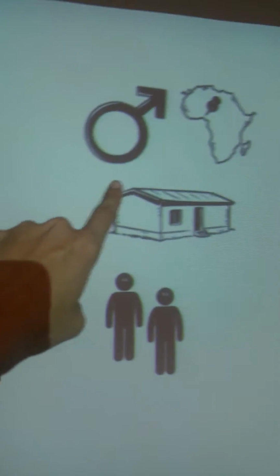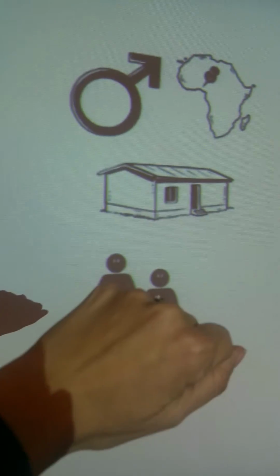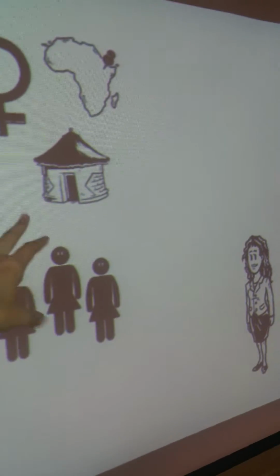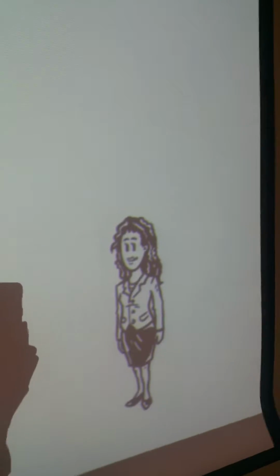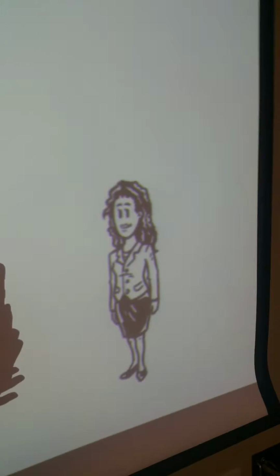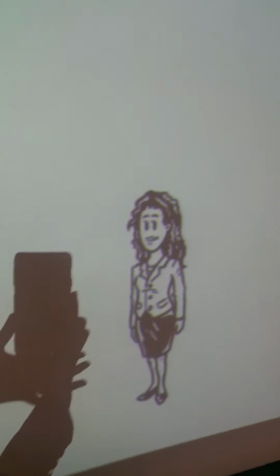So there could be biological factors. Then we talk about residence. We are talking about location, geographical factors. And then lifestyle is pretty much related to the social and economical factors.